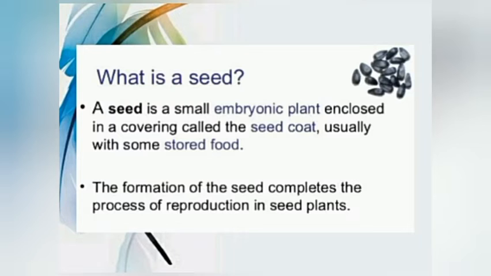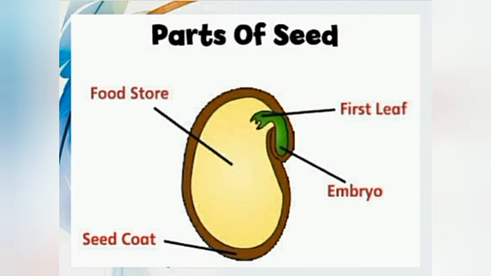So a seed is a small embryonic plant enclosed in a covering called the seed coat, usually with some stored food. The formation of the seed completes the process of reproduction in seed plants. Seeds of different plants may vary in many ways, but the basic anatomy remains the same.